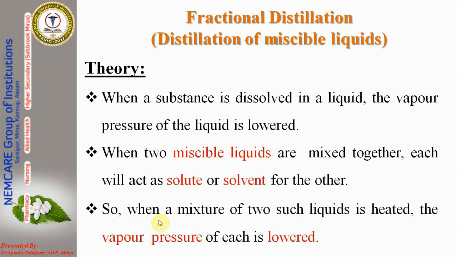So when a mixture of such liquids, which are miscible with each other, is heated, the vapor pressure of each will be lowered. So when two miscible liquids are mixed together and that mixture is heated, what will happen? The vapor pressure of the total mixture will be lower than the individual vapor pressure of that particular liquid.